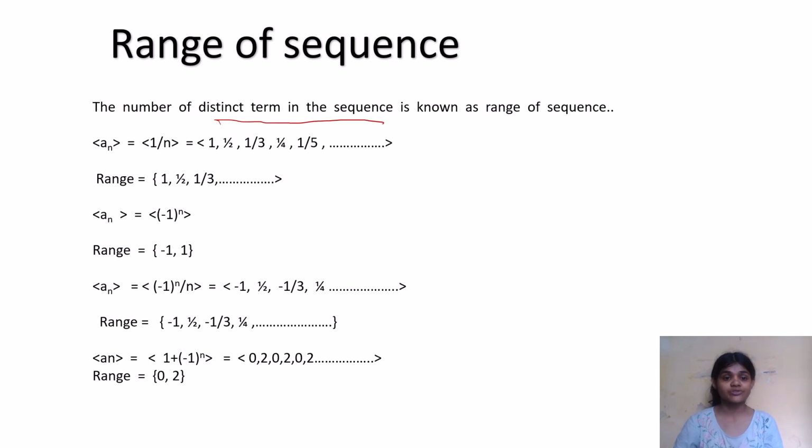Sequence of an is equal to (minus 1) to the power n. Its range set is minus 1, 1. Sequence of an is equal to (minus 1) to the power n upon n, which is minus 1, 1 by 2, minus 1 by 3, 1 by 4 and so on. Its range set is minus 1, 1 by 2, minus 1 by 3, 1 by 4 and so on. Sequence of an is equal to 1 plus (minus 1) to the power n, which is 0, 2, 0, 2 and so on. Its range set is 0, 2.